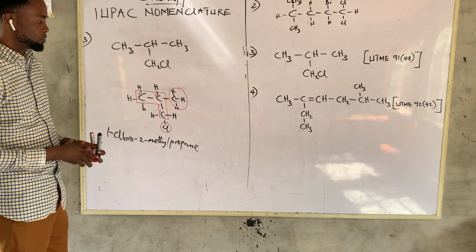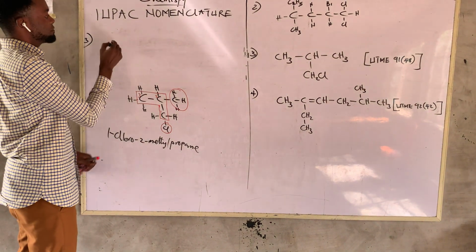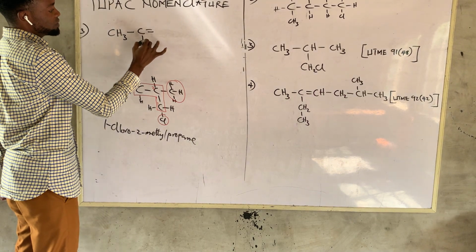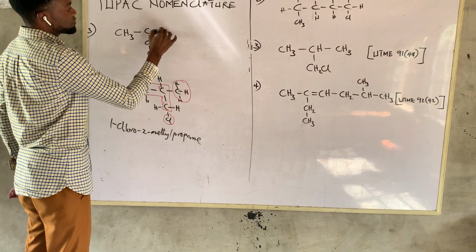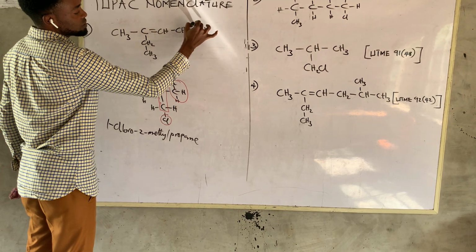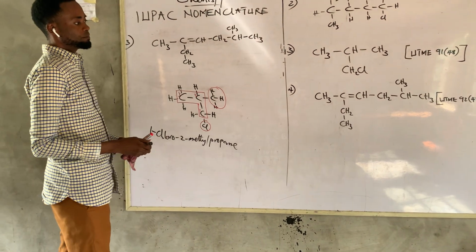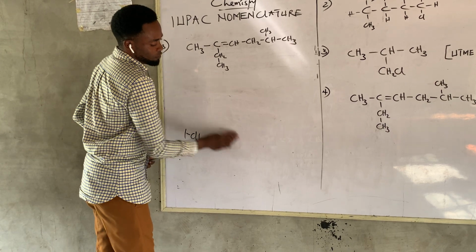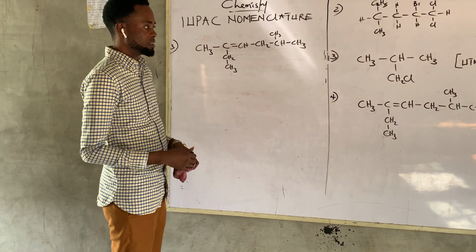Then quickly, let's do the last part. So I have CH3, C double bond CH2, CH3. Then I have CH, CH2, CH, CH3, then CH3. Alright, this is our question number 4, and this is also a UTME question for those preparing for JAM or WAEC. But generally, this is naming in chemistry.